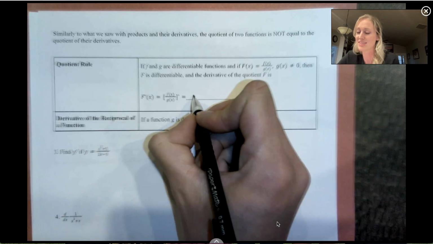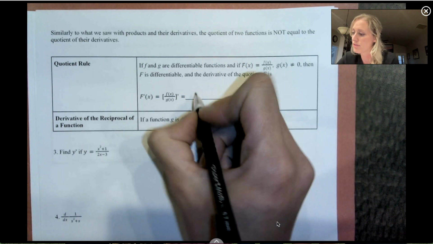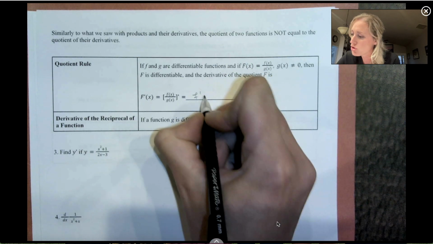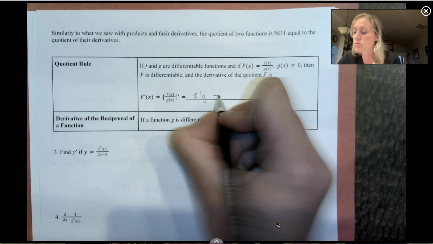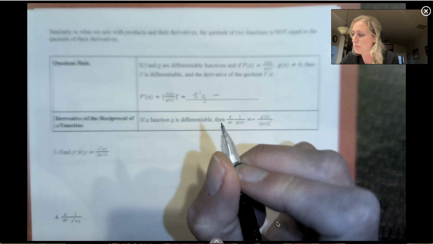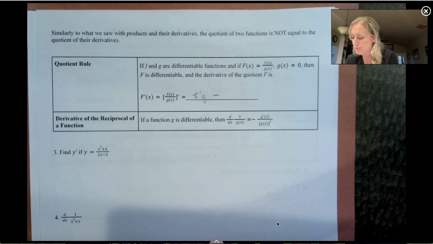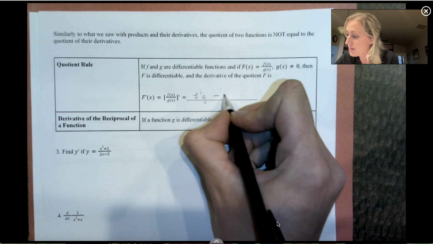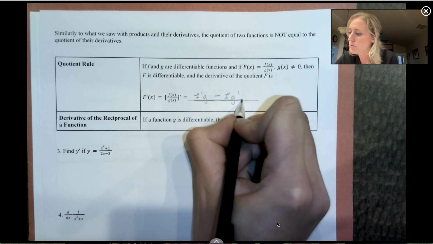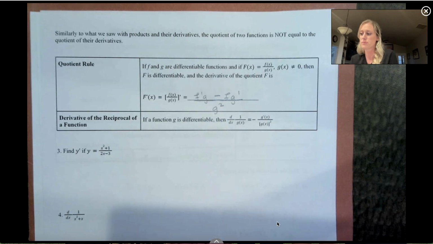The top is the exact same order as the product. I'm going to use this bar as a fraction line. So we've got f prime g. Instead of addition, though, it's subtraction, which kind of makes sense. Multiplication and division are opposites, so the sign here is also opposite. And then we have minus f g prime over g squared.